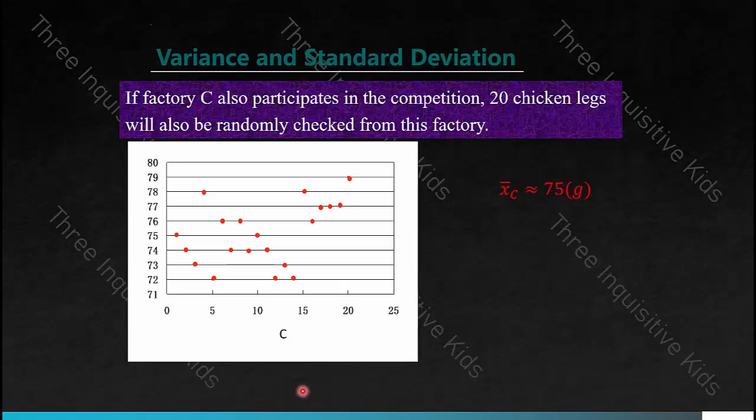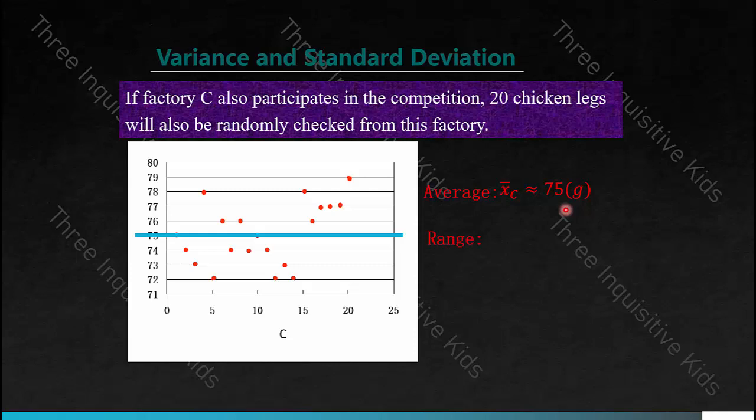Variance and standard deviation. Now we have a third factory, Factory C. So this new factory also participates in this sort of comparison, this competition between these three factories. 20 chicken legs are also randomly picked from this factory, and then we're looking at this graph that has Factory C's quality of chicken legs. So we know the average of Factory C is about 75 grams as well.